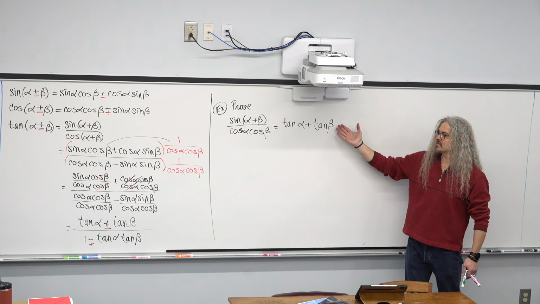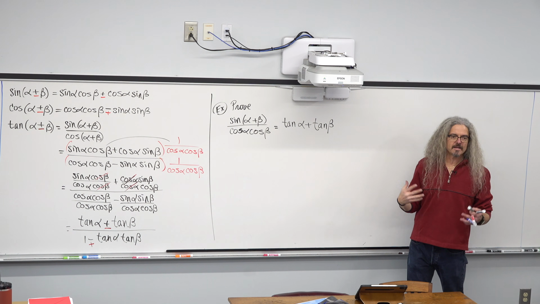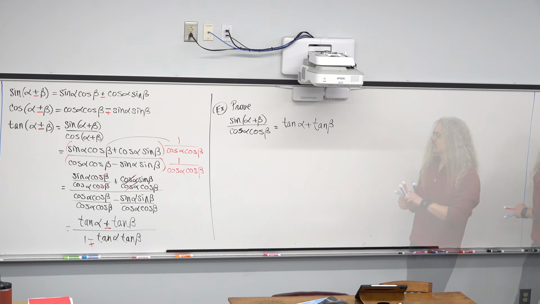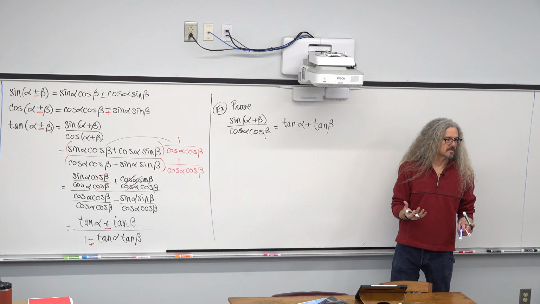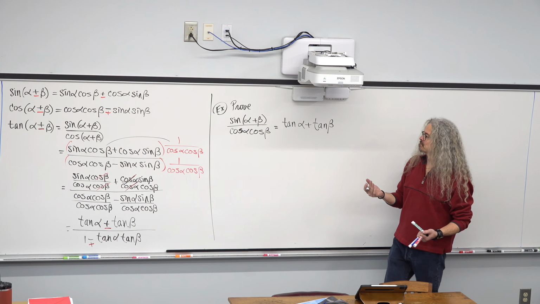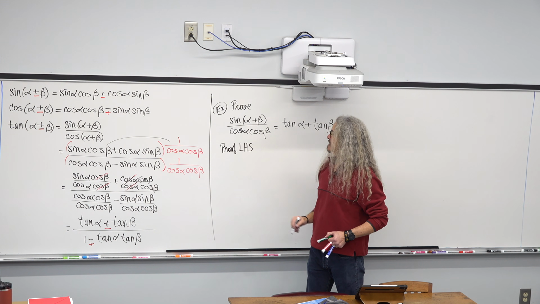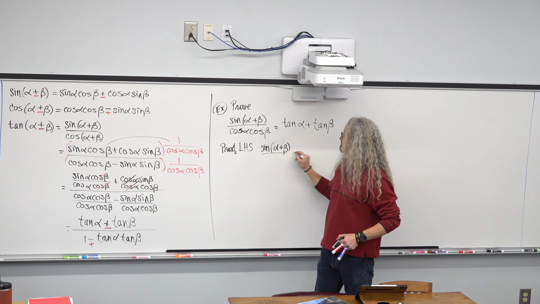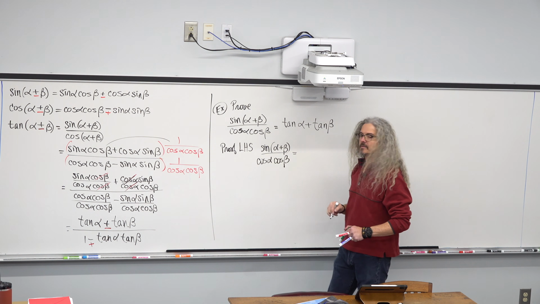Now, if you want to start with tangent alpha plus tangent of beta, because you can write them in terms of sine and cosine, that's going to naturally lead you to the right answer as well. This will be a relatively short proof, regardless of what side we start with. So I think it's kind of 50-50, but I would say start with the left-hand side. So our proof, starting with the left-hand side, is the sine of alpha plus beta over cosine alpha cosine beta.